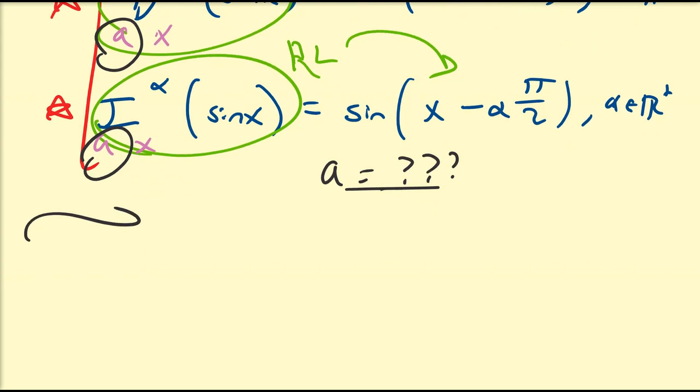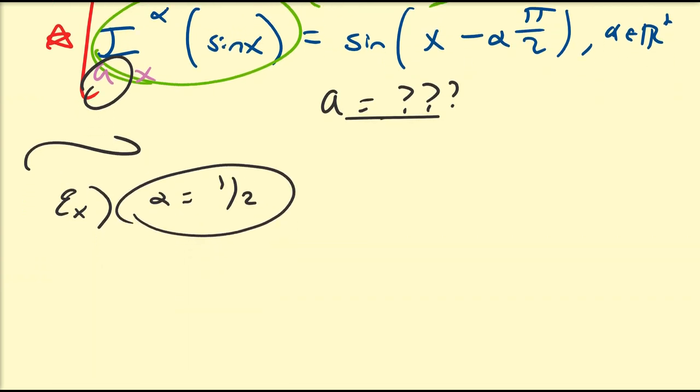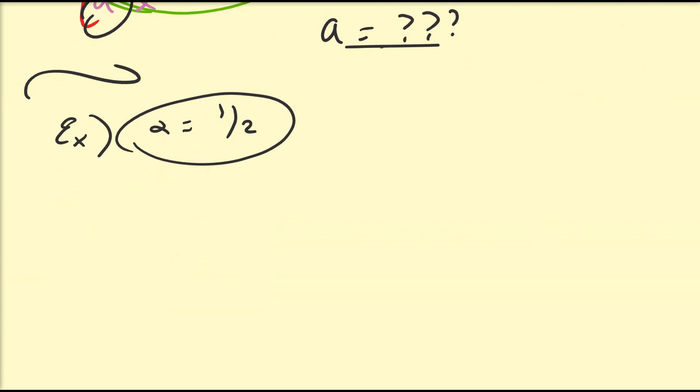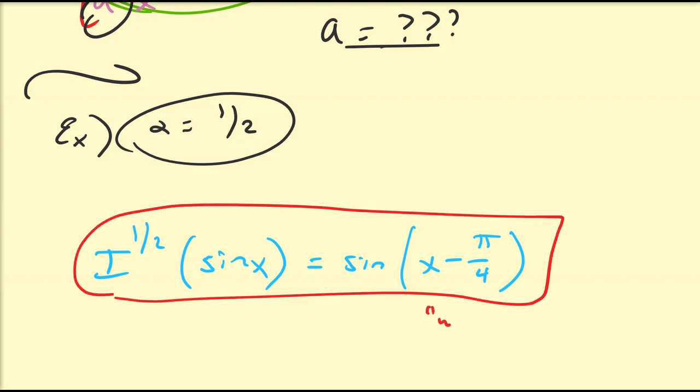So let's choose a different alpha that's not an integer and investigate that. Let's consider alpha is equal to 1/2. And we're going to be working with the Riemann-Liouville fractional integral since that was what we've been working with recently. If we use this intuitive formula that we've extended from the natural numbers, then this should just be equal to sine of x minus, so this is just 1/2, so half of pi over 2 is going to be pi over 4, right? So this is what we want.